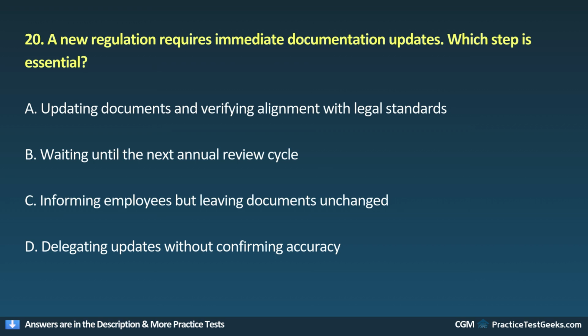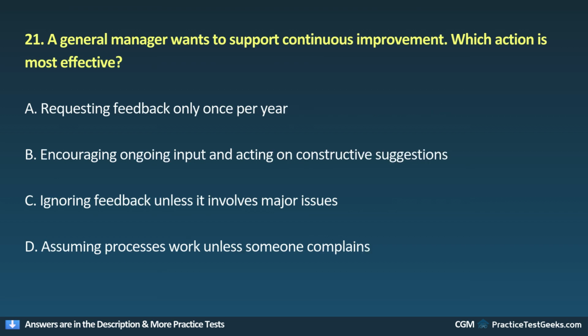20. A new regulation requires immediate documentation updates. Which step is essential? A. Updating documents and verifying alignment with legal standards. B. Waiting until the next annual review cycle. C. Informing employees but leaving documents unchanged. D. Delegating updates without confirming accuracy.